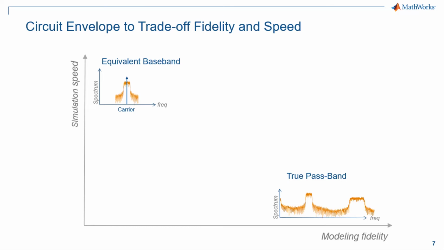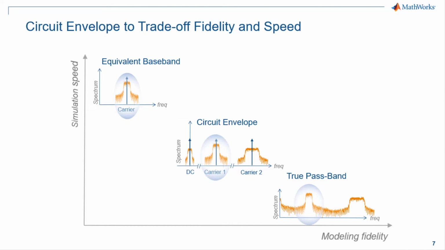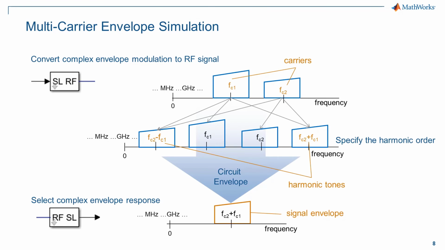To enable fast and accurate RF system simulation, RF Blockset includes a circuit envelope simulation engine. You can see a circuit envelope as a generalization of equivalent baseband, where you can efficiently simulate a signal with sparse spectral occupation that makes use of multiple carrier frequencies. RF Blockset is a unique system-level simulator as it allows you to choose which simulation technique to use, and it operates at the behavioral level rather than at the transistor level, thus further speeding up simulation.